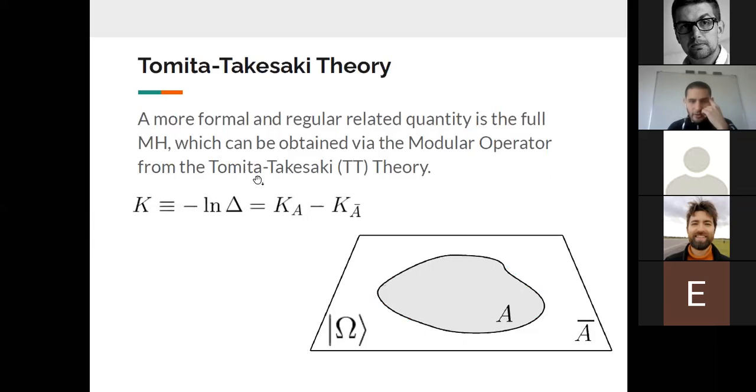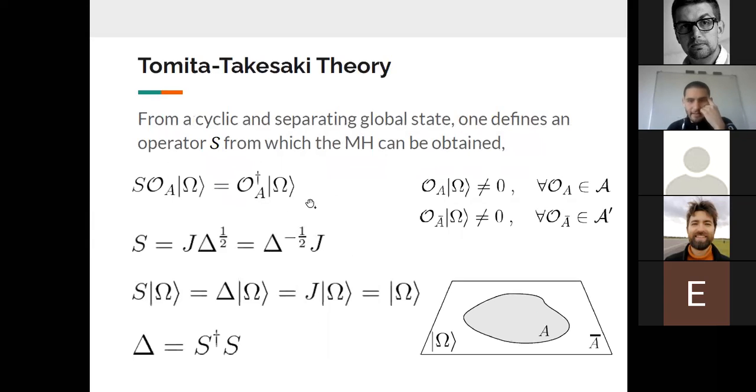So how do we build it? I talked about this operator delta. How do we find that? Suppose we start from a cyclic and separating global state, which I'll talk about in a second. If one can find an operator S which meets this equation, then you can see that the operator S decomposes in a unique way into this operator J and delta. J will be the modular conjugation and delta will be the modular operator. And by a property of J, which I will talk about in a minute, it's anti-unitary. So by having access to S, you can do this operation: S dagger S will give you delta. And delta is the operator that I talked about earlier, the full modular Hamiltonian.